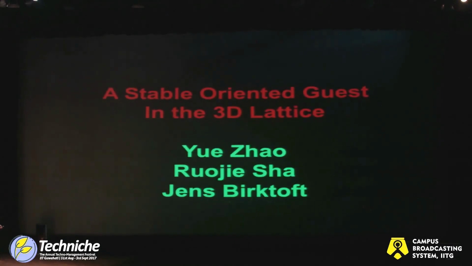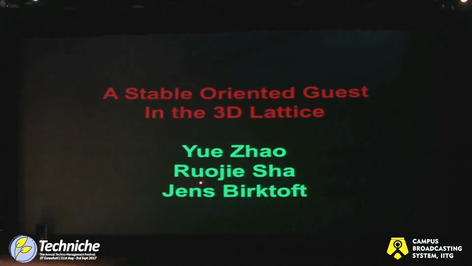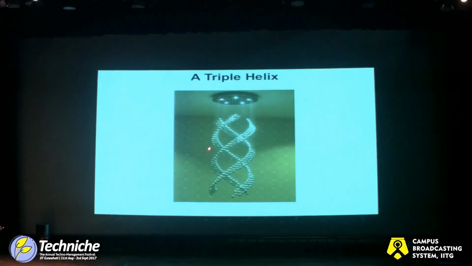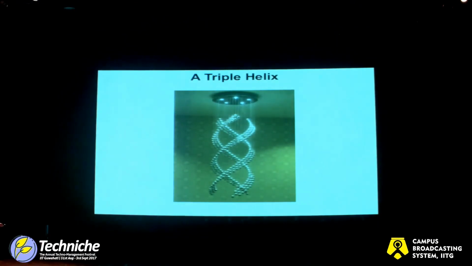A final important thing in this direction is an oriented guest in the lattice. Yui Zhao, Ruji Shah, and Jens Berghoff put this together so that this is a triple helix of DNA. But triple helices are fairly common. They were actually also discovered by Alexander Rich.